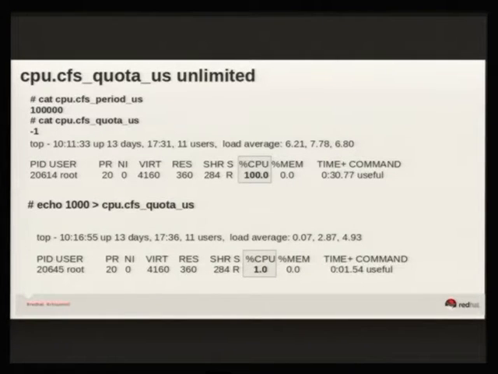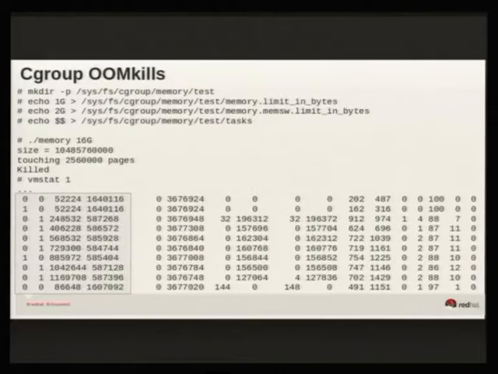But if you say, I only want to use 1% of it, so in the quota you put in 1% of the period, even though there's nothing else running on the system at all, it'll only use 1% of the CPU. And then this section right here was just talking about OOM killing that happens in cgroups.